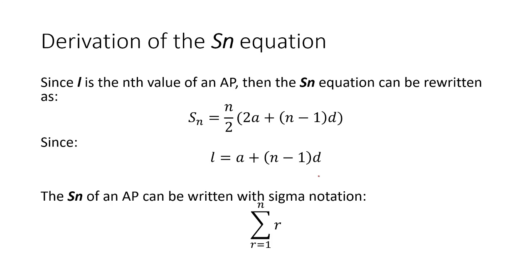So if we look at it, since L is the last term, the nth value of an AP, the sum can be rewritten as n over 2 times (2a add (n minus 1)d). What I've done is substitute L into that equation, so you can split it down a bit easier and find the numbers easier. Because L equals a plus (n minus 1)d, and n will be the maximum term you find the sum of. The sum of an AP can be written with sigma notation.